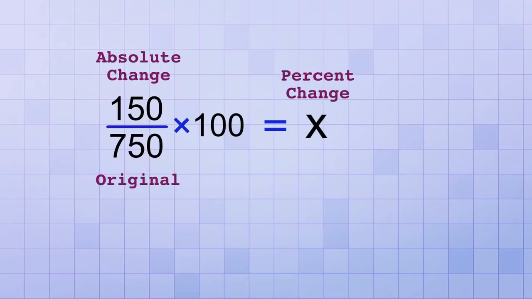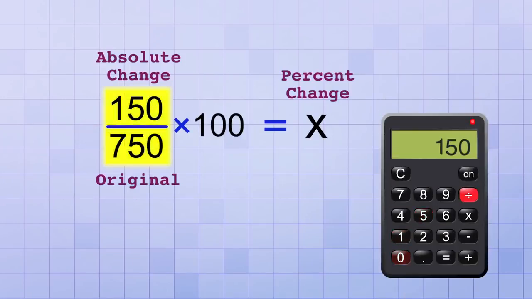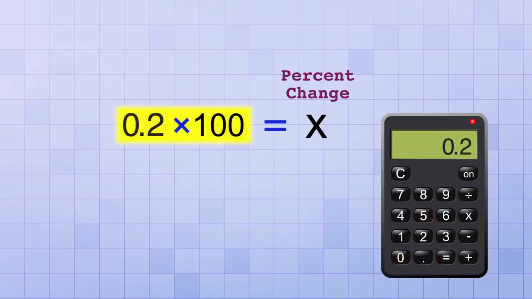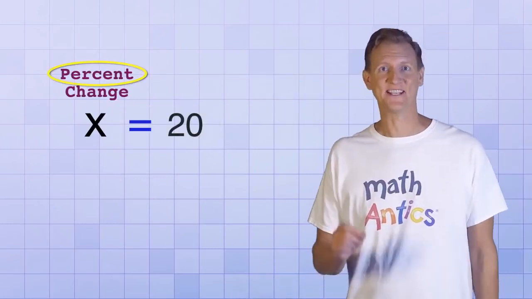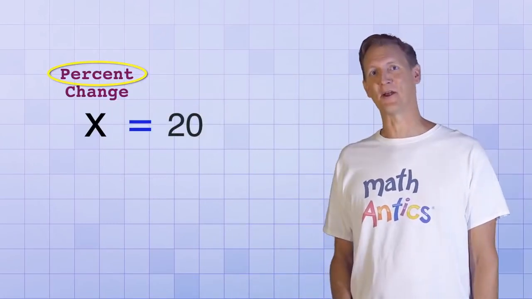And on the other side, we have the change in value, 150, divided by the original value, 750, all times 100. Using a calculator, 150 divided by 750 equals 0.2. And 0.2 times 100 equals 20, or 20%, which is the exact same answer we got from our diagram.